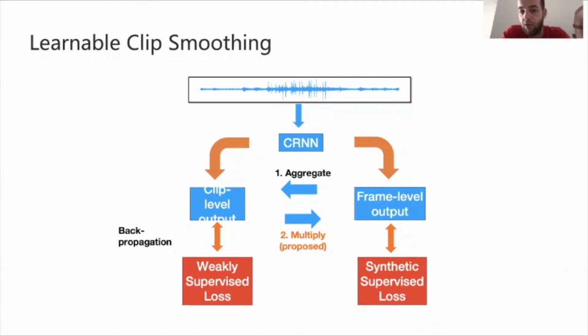We call that learnable clip smoothing because in that data set there is a loss for the frame level, but it's actually synthetic, but still we can use that loss. So this thing will actually be learned. You can also do it without any learning, and it still works, but it is of course a bit better when we have a bit better supervision.